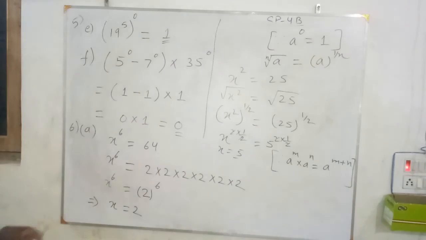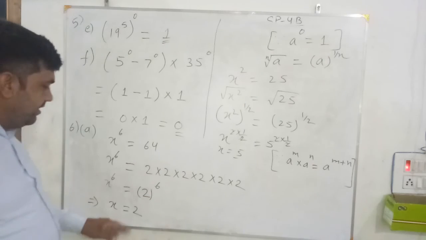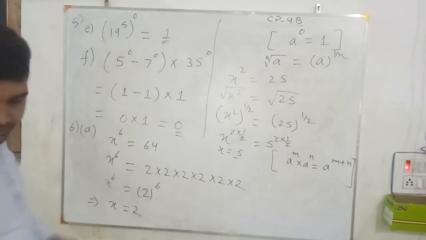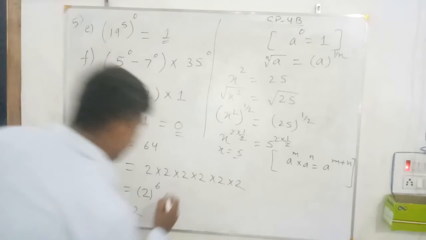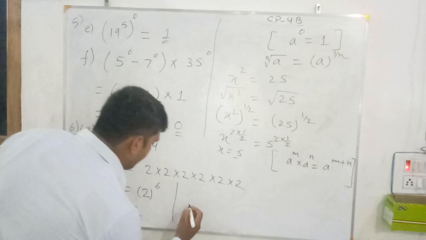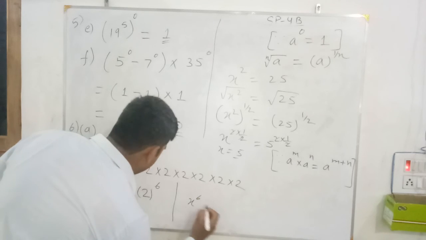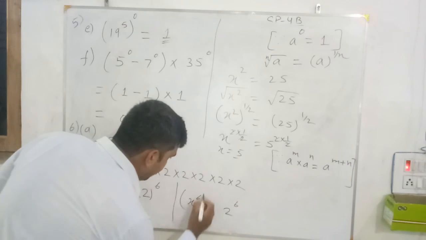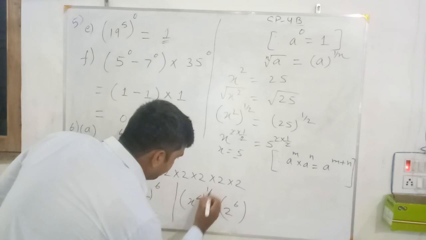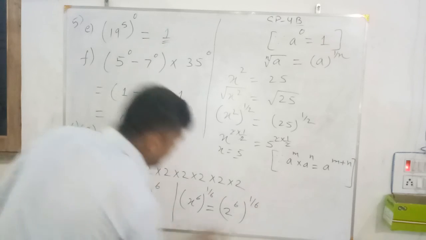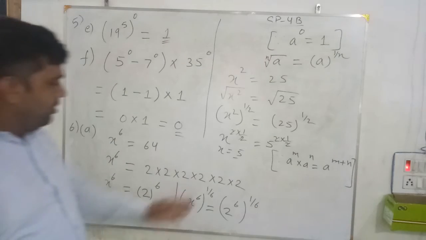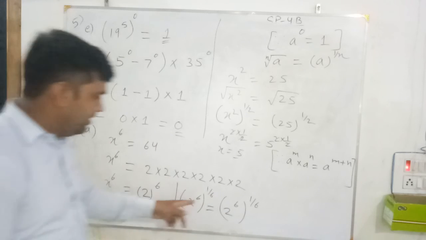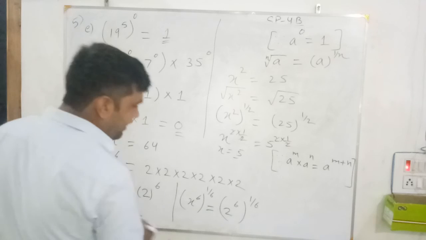Similarly here, you can take the 6th root on both sides. In the next step we can do it like this. Take the 6th root, so you can write x to the power 6 and 2 to the power 6. Take the 6th root on both sides; the 6th root means 1 by 6, here also 1 by 6. Now apply the power law. Here 6 multiplied by 1 by 6 gives you 1, it will be cancelled.